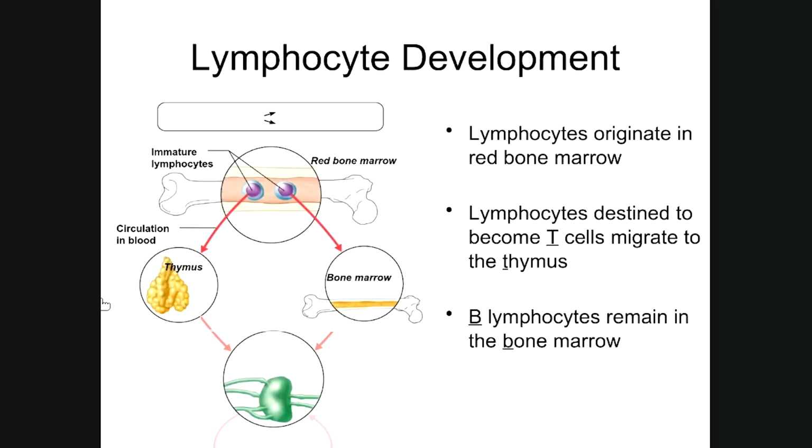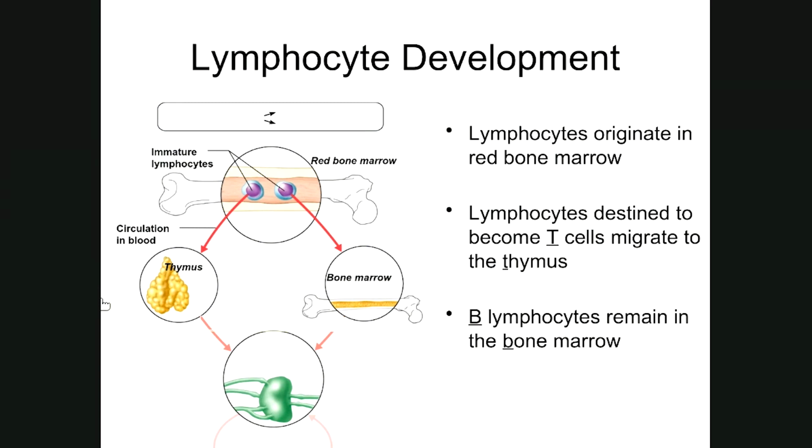So as we get more into the adaptive system, you're going to start hearing a lot about B cells and T cells. B cells are also known as B lymphocytes, and T cells are also known as T lymphocytes. So a lymphocyte is a type of cell that you've learned about before. It's actually a type of blood cell. And so because these are blood cells, like all other blood cells, they actually originate in the bone marrow.